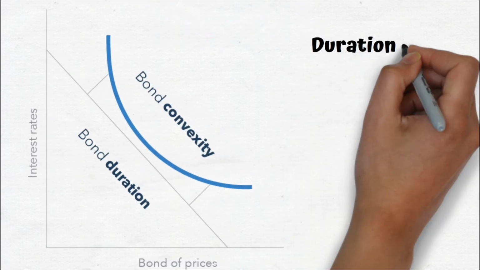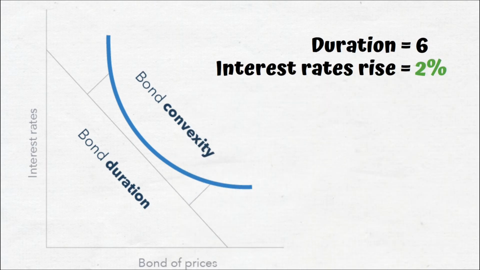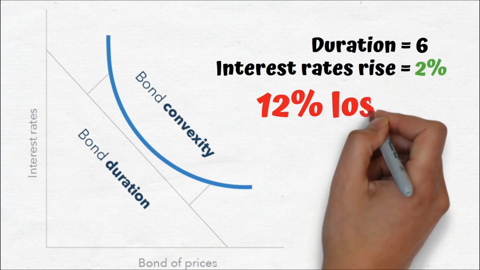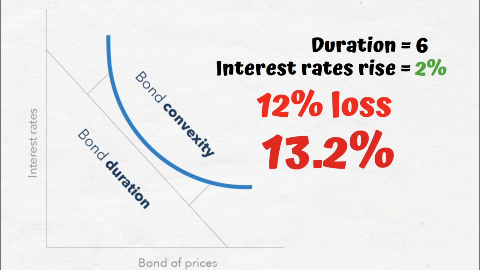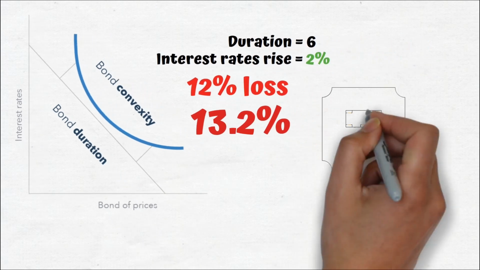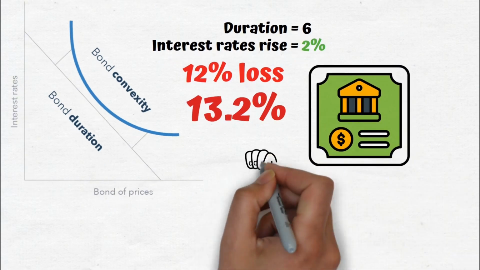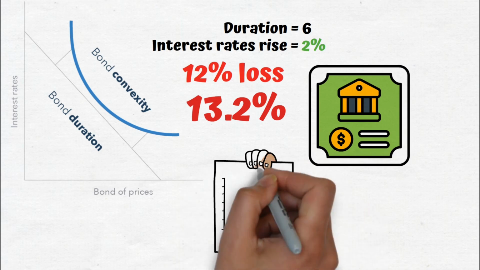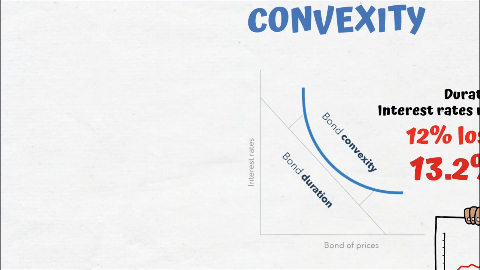Let's say a bond has a duration of 6. If interest rates rise 2%, you'd expect a 12% loss, but in reality it might be 13.2%. That's convexity in action. It adjusts the duration estimate to reflect real market behavior. This is especially critical for instruments like callable bonds or mortgage-backed securities. These securities have built-in options, making cash flows unpredictable when rates shift. Duration alone fails to capture those effects.